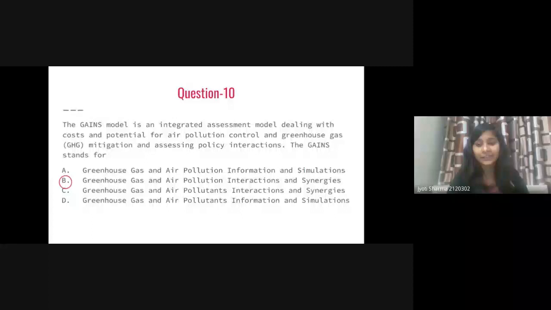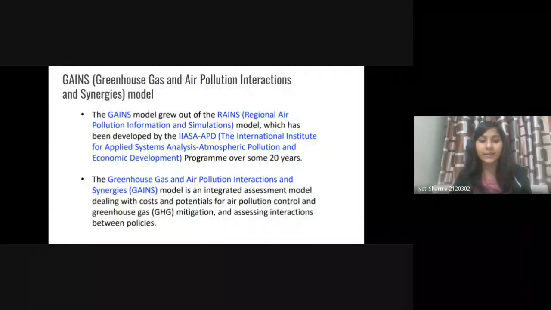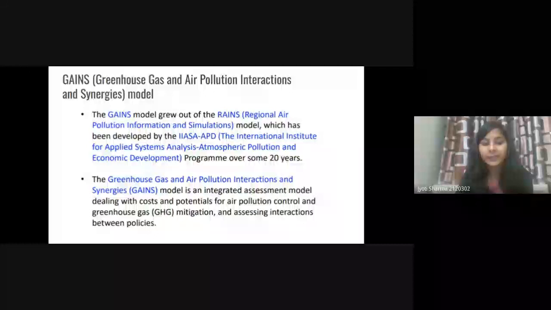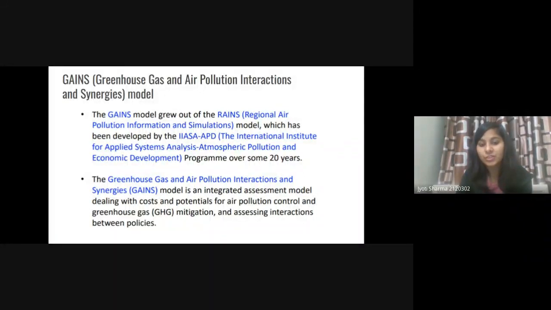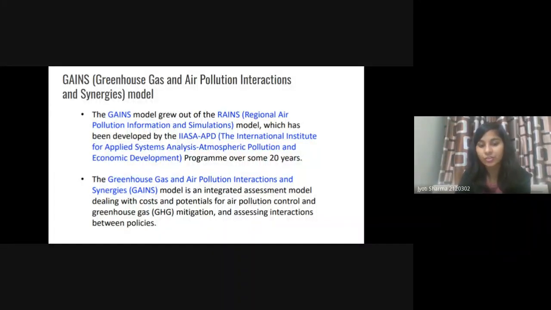I can give you the backup slide for this question because this is just the abbreviation and the full form of that. So this is the greenhouse gas and air pollution interaction and synergies model, and this grew out of RAINS. Initially it was RAINS, and after some improvement, it has been replaced by GAINS. This is the integrated assessment model that deals with the cost and potential for air pollution control and greenhouse gas mitigation, and assessing interaction between policies.